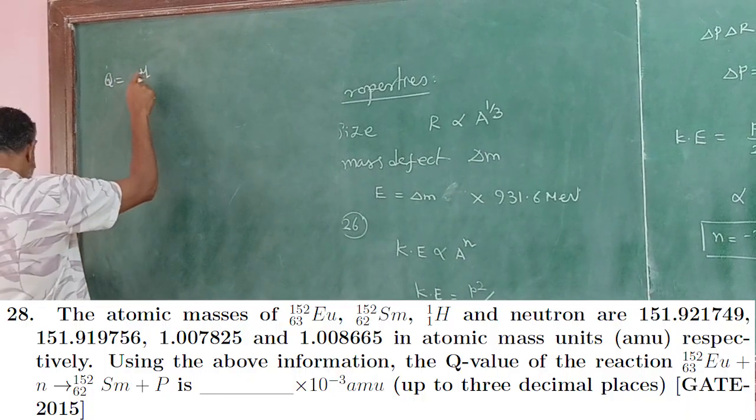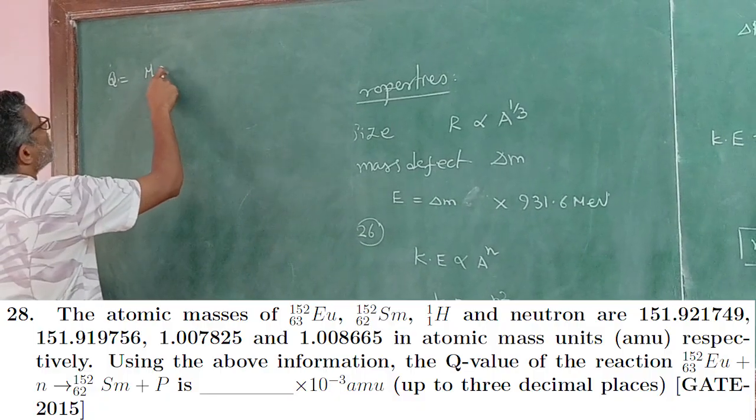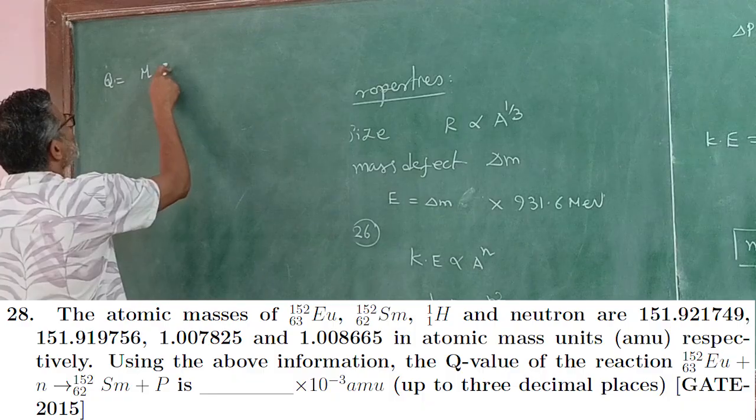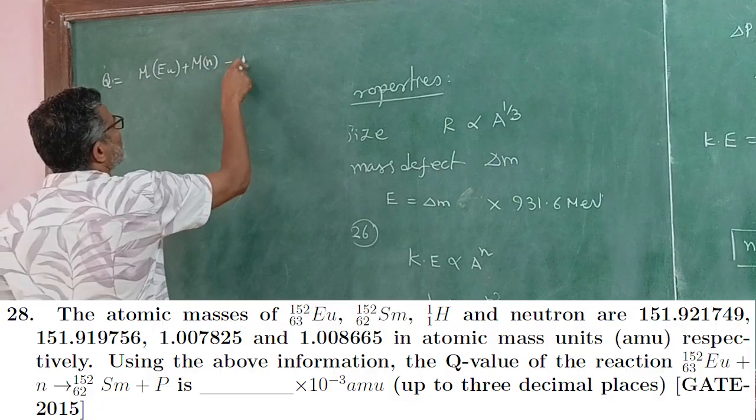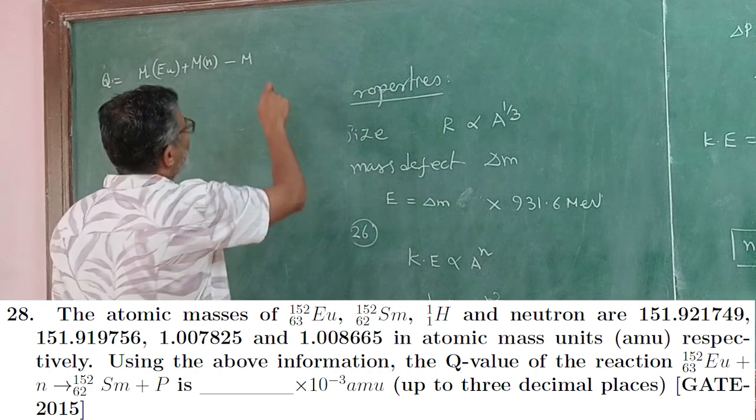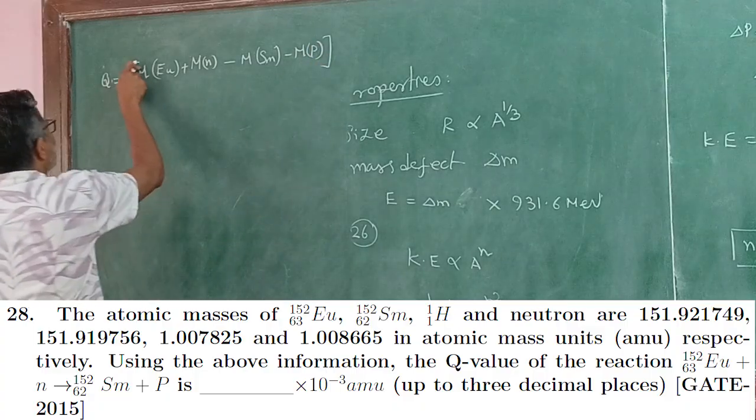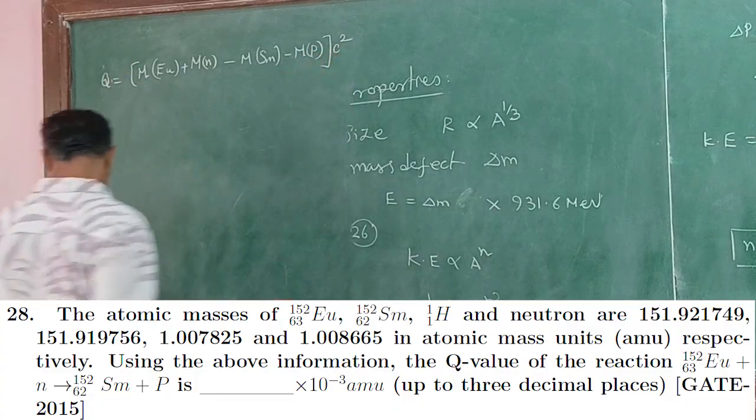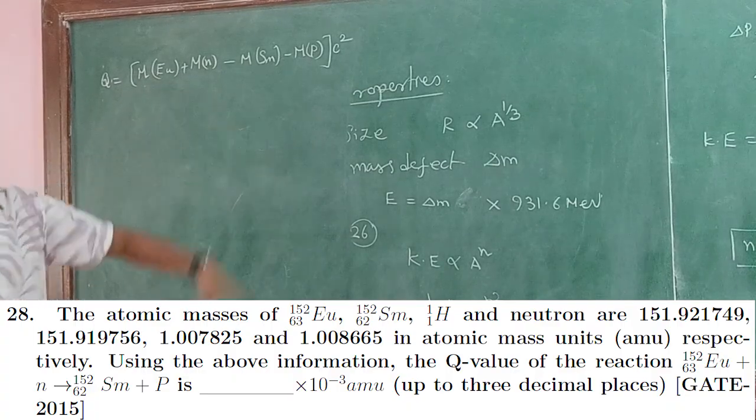Q value is equal to the mass of, let's call this aluminum, plus mass of neutron, minus mass of samarium, minus mass of proton, multiplied by 931. So you get this value by substituting and then subtracting.